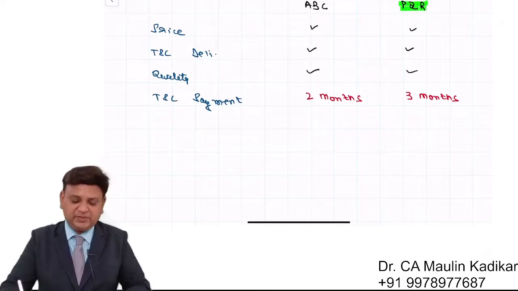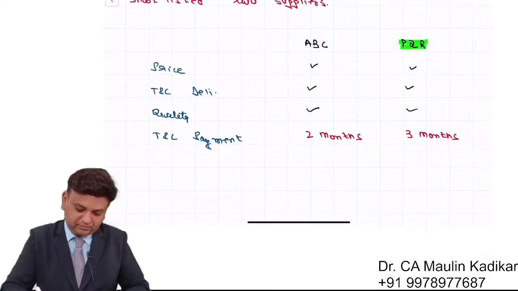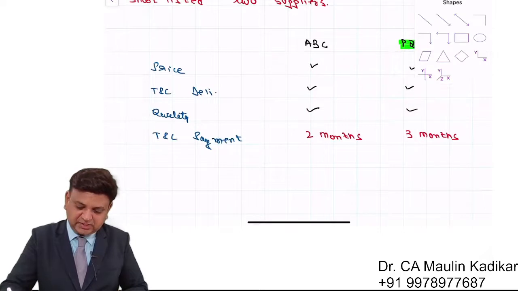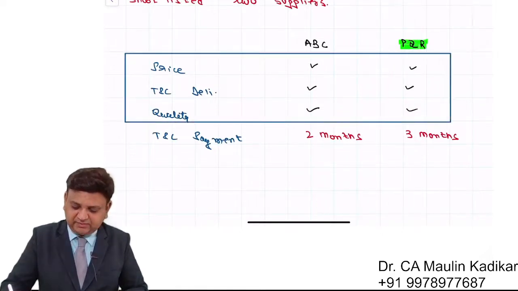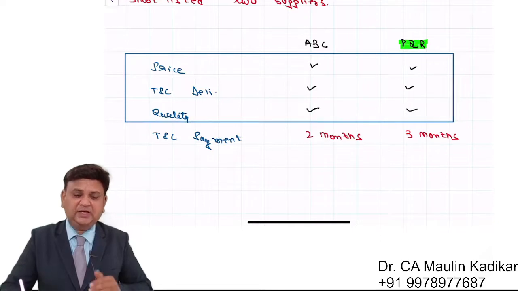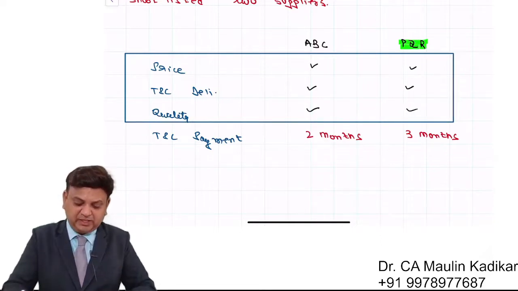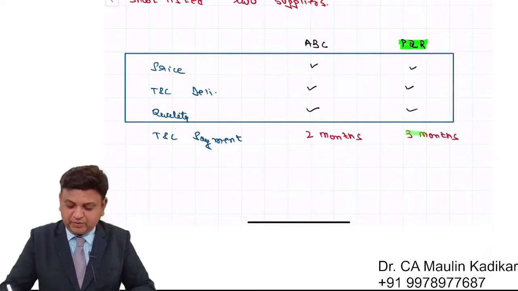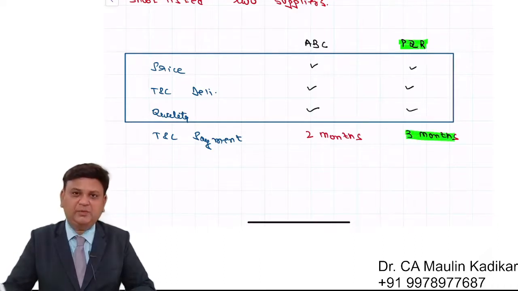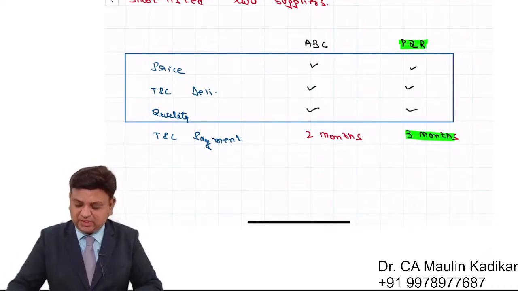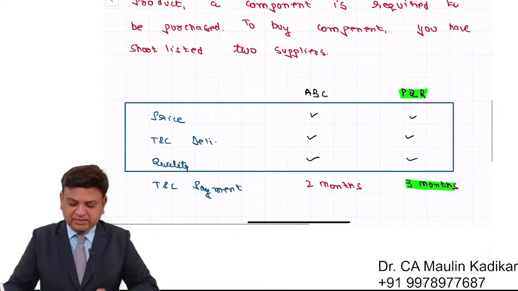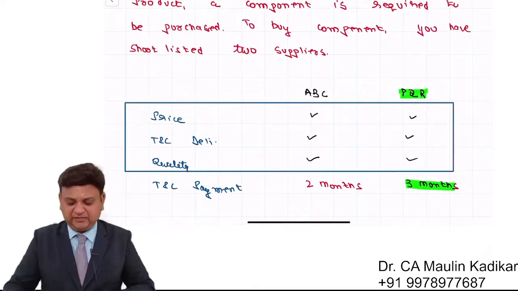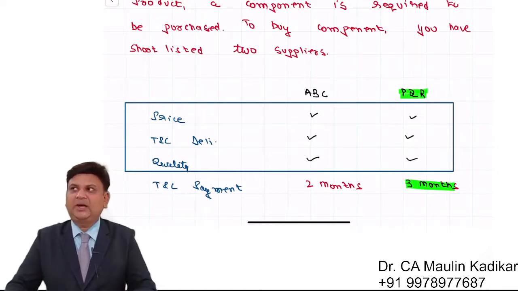The answer for that is very simple. Keeping all other things the same, a company which is providing more credit to us is the one from which we should buy the component. Over here in this example, it is PQR. This is the simple answer that we have.